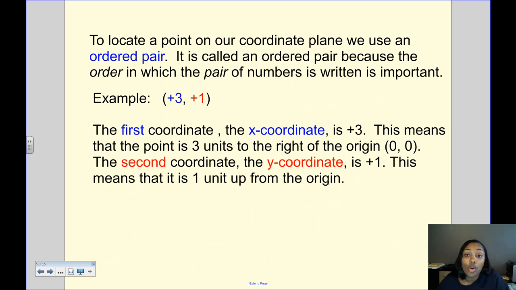So to locate a point on our coordinate plane, we have to use what's called an ordered pair. It's called an ordered pair because the order in which the pair of numbers is written is very important. The first coordinate is the X coordinate, and that tells you how the point moves from left to right. The second coordinate is the Y coordinate, and it tells you how the point moves up and down. The X coordinate always comes first, the Y coordinate always comes second. It's the same order as the alphabet: X comes before Y. The X coordinate is left and right, the Y coordinate is up and down.